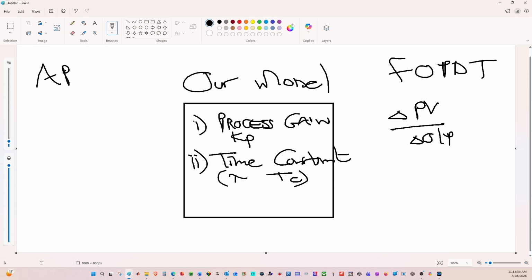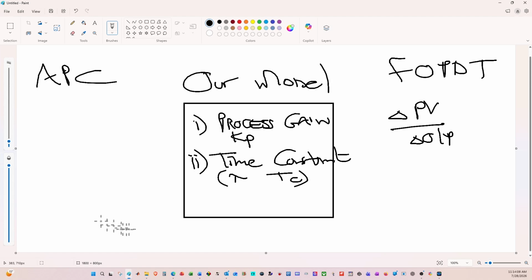So a small time constant is going to represent a fast process, and a large time constant is going to represent a slow process. In the case of advanced process control, we're going to find that the time constant determines how quickly the controller must act. It's going to influence prediction horizons, which you'll get to hear about in the MPC controller. It's going to influence tuning aggressiveness as well as our stability margins.